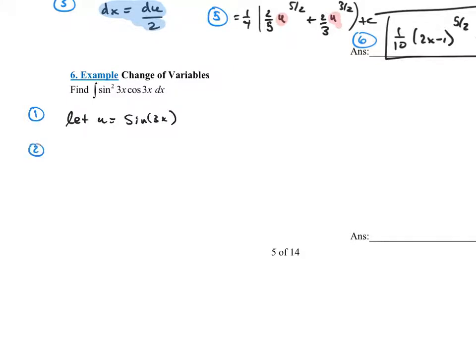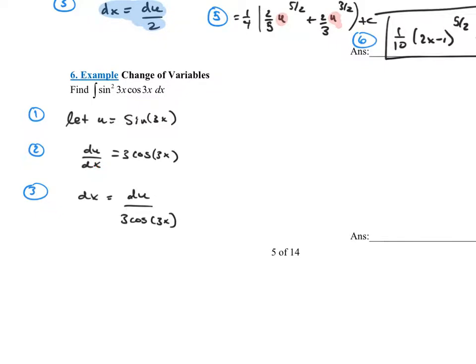What does that mean? I go on to step 2. Step 2 is differentiate both sides. So if I differentiate it, it would be du/dx. Well, the derivative of sine of 3x would be cosine of 3x, but then the derivative of the inside would be multiplying it times the 3, so that'd be 3 cosine of 3x. Again, step 3 here is solve for dx, so that would be dx equals du over 3 cosine of 3x. Just multiplying both sides by 3 cosine of 3x, and dividing both sides by du.